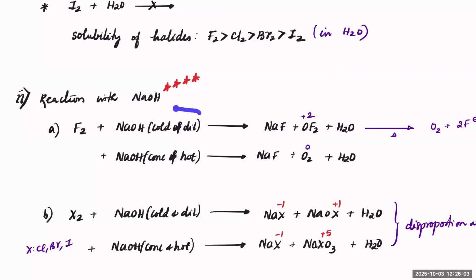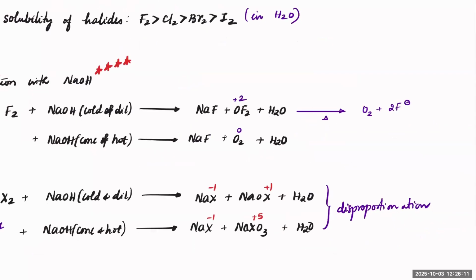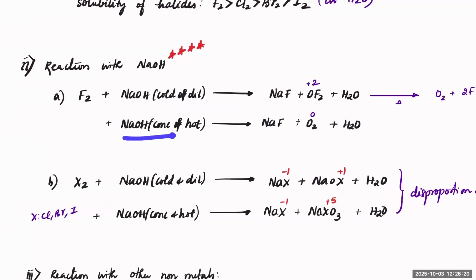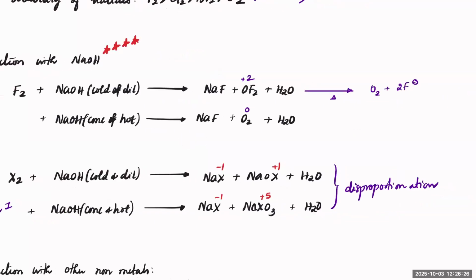Next, reaction with NaOH. F2, when you react with cold and dilute NaOH, F2 will convert into NaF and OF2. And on heating, this OF2 will convert into 2F minus and oxygen will convert into O2. And if you react with cold and hot concentrated NaOH, then this OF2 factor does not come into the picture. Directly O2 will come.